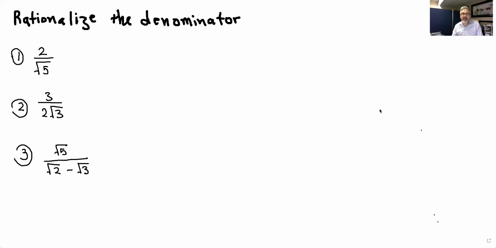Hey, hi again. Today, rationalizing denominators. So just 3 examples for you. If you're rationalizing the denominator, that means you don't want to have a radical on the bottom. You don't want a square root on the bottom. So what you need to do, just multiply top and bottom by square root of 5.